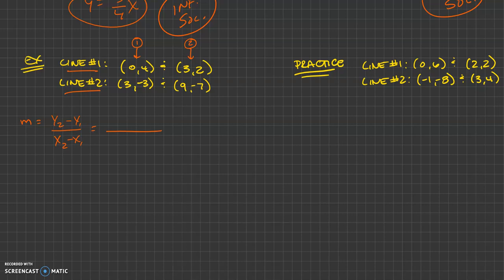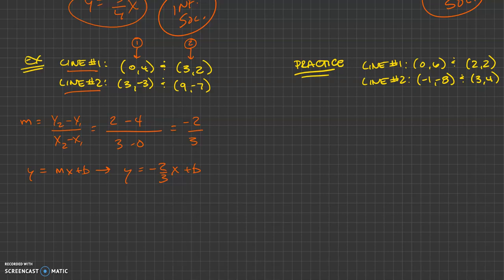So that means y2 in the line 1 is going to be 2. That's going to be minus 4. 3 minus 0. That's going to be negative 2 over 3. So there's my slope, negative 2/3 for line 1. So if I were to start off with y equals mx plus b, I can insert my slope and get y is equal to negative 2/3 x plus b.